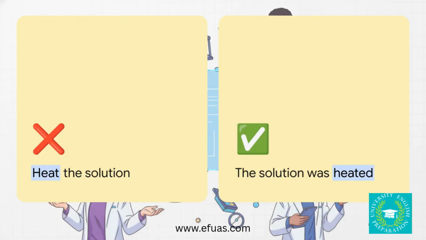Now, the crucial point here is how you phrase this recipe. You must strictly use the past tense to describe what was already done, rather than writing it as a present tense command. Remember, you aren't writing an instruction manual telling someone else to heat the solution. You're reporting on history. The solution was heated. Using this objective, passive voice is a major hallmark of scientific writing.